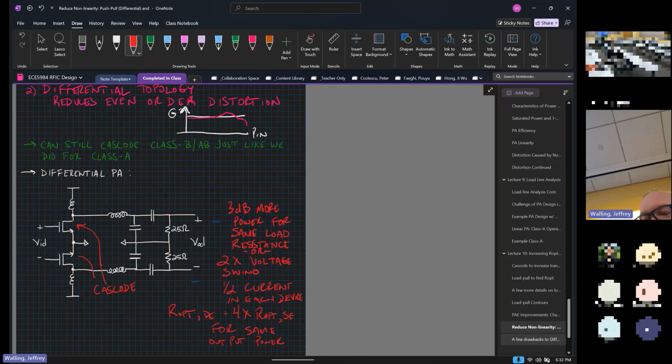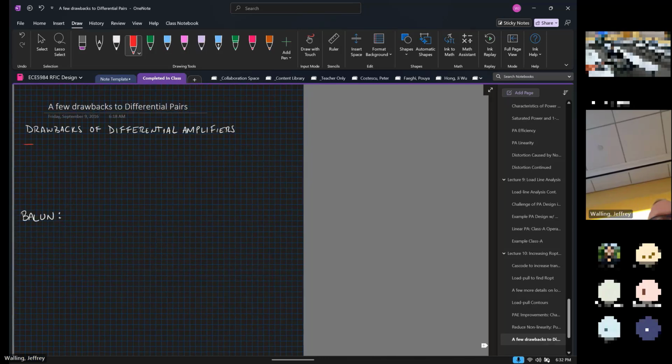Now we have a couple of drawbacks to our differential circuits. Layout has to be very symmetric. Remember, one of the reasons that we're doing this is to cancel even order distortion. If the layout isn't symmetric, then we're not going to do that perfectly. We're not going to have perfectly common mode even order distortion tones at the 2 output sides of the differential pair. So I'm not going to get perfect cancellation.